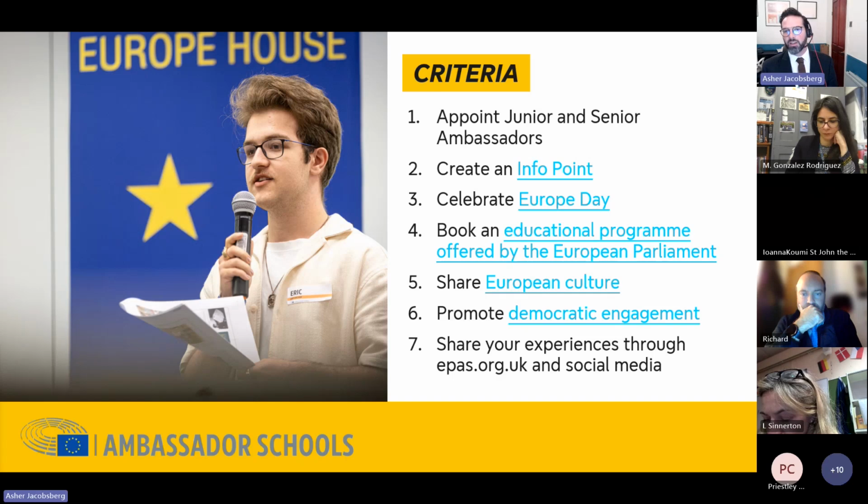The first criterion is appointing junior and senior ambassadors. Most of you will be senior ambassadors, which means staff, and the junior ambassadors are a team of young people who are going to carry out the projects.